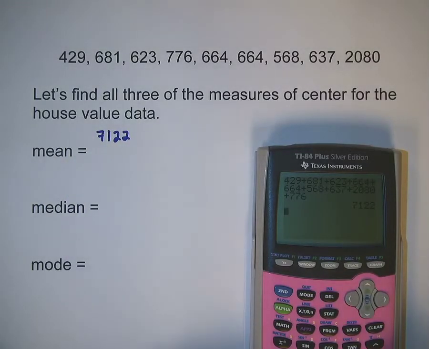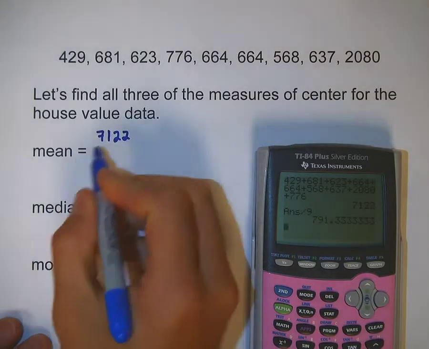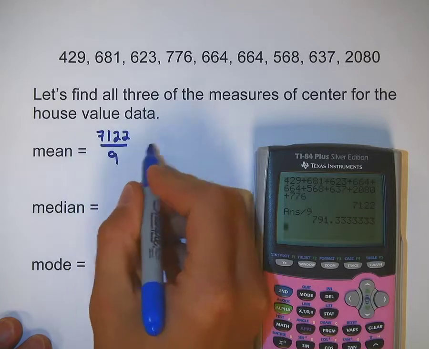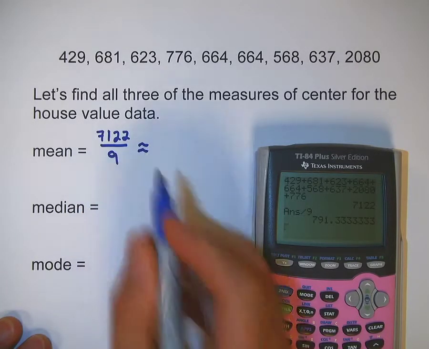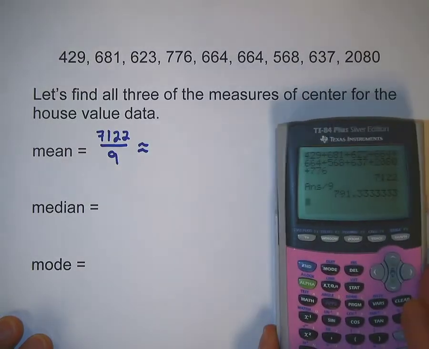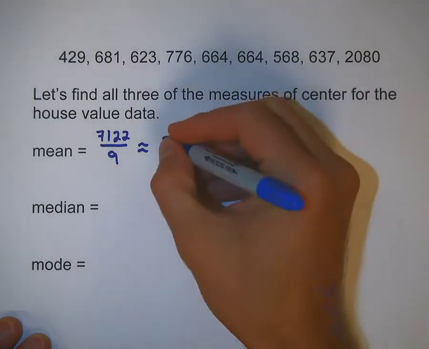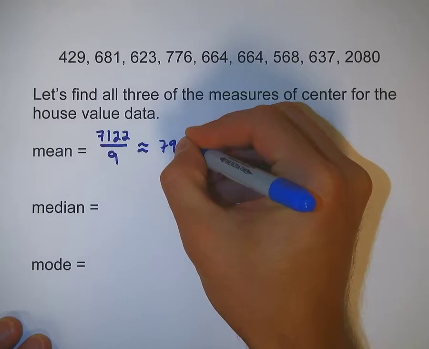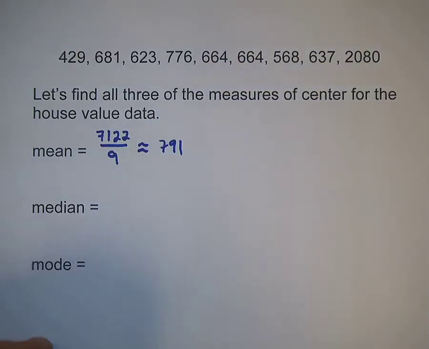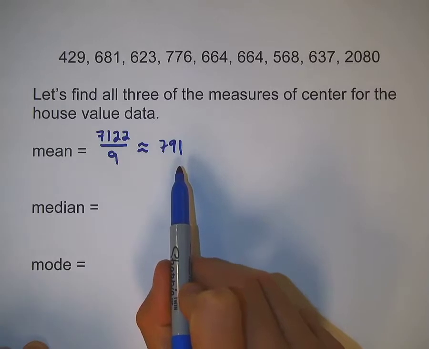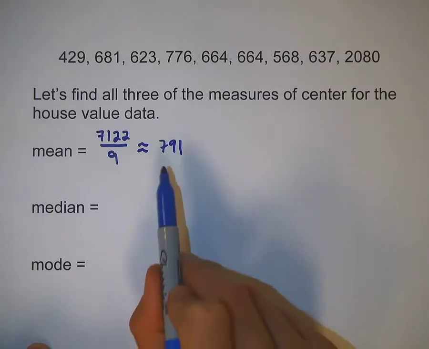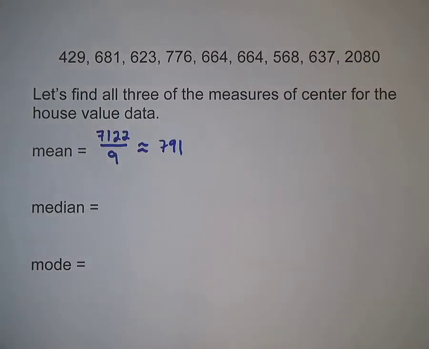Now we want to spread that out over all 9 houses. So we need to divide that by 9, the sample size, and this will give me approximately 791, and I'll just round that to the nearest whole number. So the mean is about $791,000. We'll come back to that number and interpret all of them at the end. The next thing I want is the median.